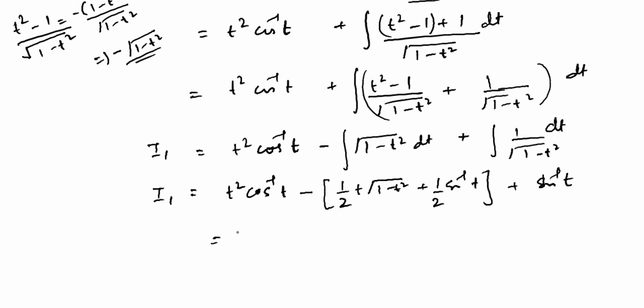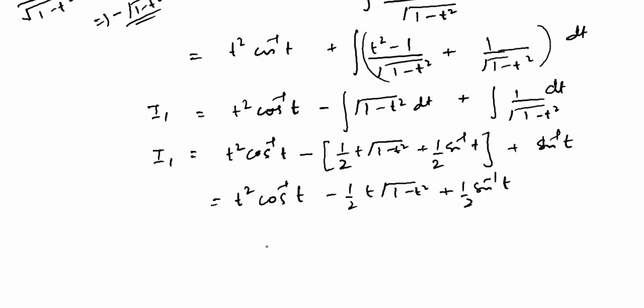Further on solving, I am going to get t square cos inverse of t minus 1 upon t under root of 1 minus t square, minus 1 upon 2 sine inverse of t plus sine inverse of t. So this is going to become plus 1 upon 2 sine inverse of t.